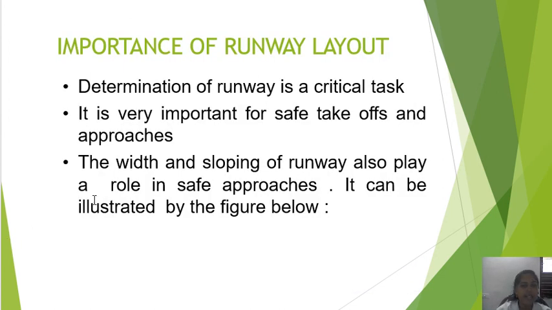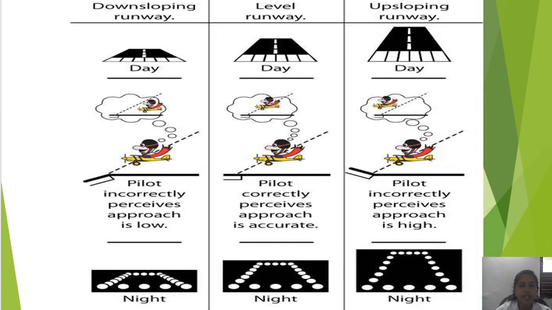The importance of runway layout, the determination of the runway, is a critical task. It is very important for safe takeoffs and approaches, as the width and sloping of the runway also play a role in safe approaches, as can be illustrated by the figure below, that is a downsloping runway. This is the level runway and this is the upsloping runway. This is downsloping, this is level, and this is upsloping. You can see the difference. In this downsloping runway, the pilot's incorrect approach is low, but here the approach is accurate. Here the incorrect approach is high.